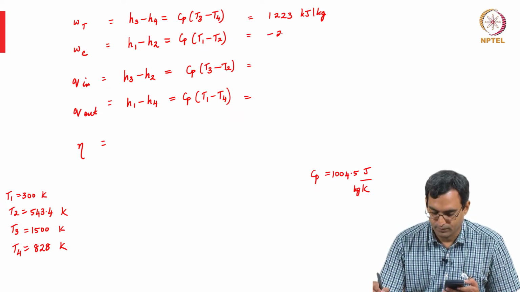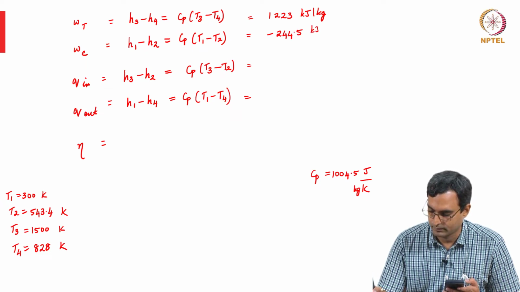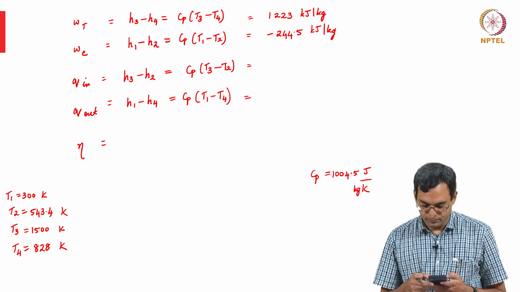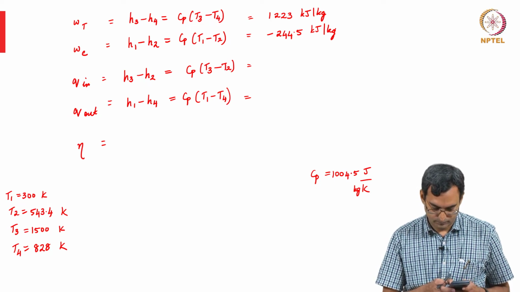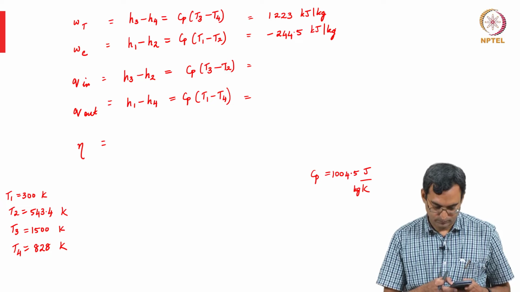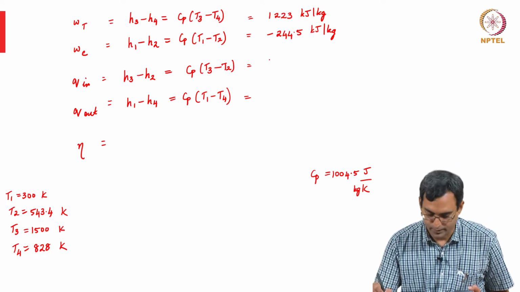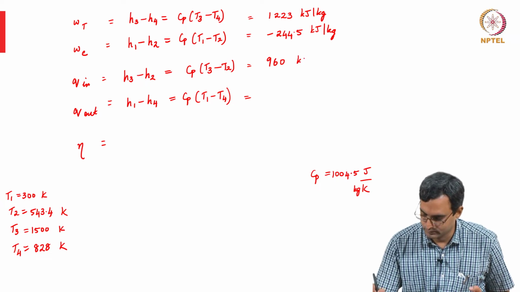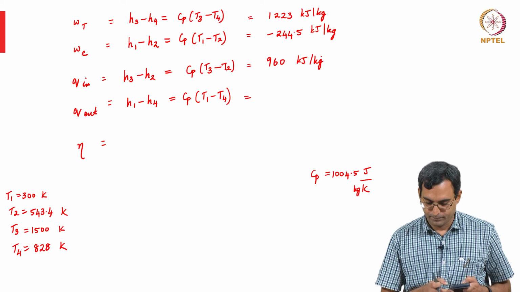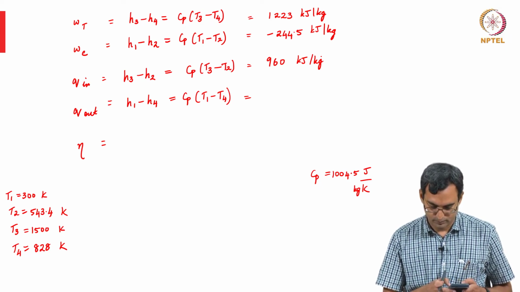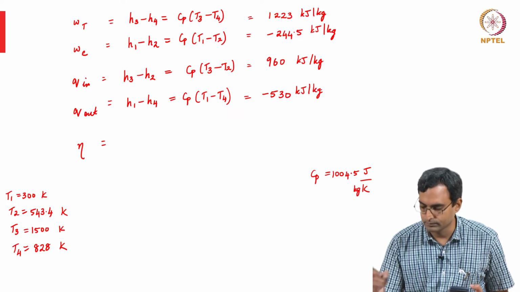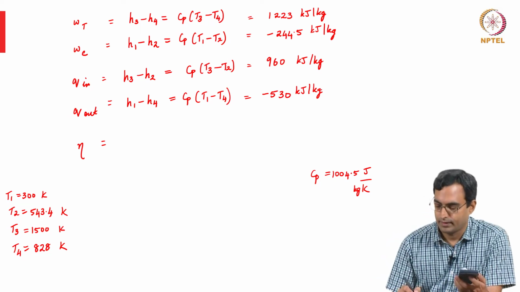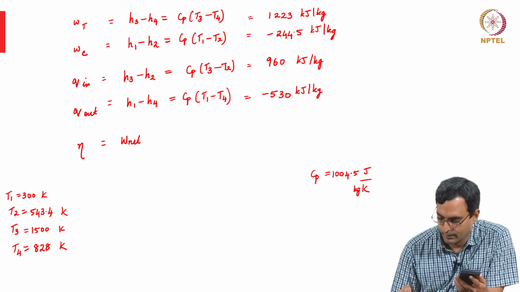This is about minus 244.5. It's about 960. It's about minus 530 kilojoule per kg. The efficiency is essentially the net work by the heat input.